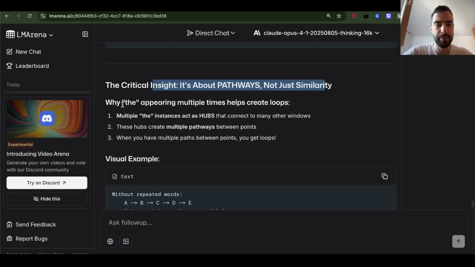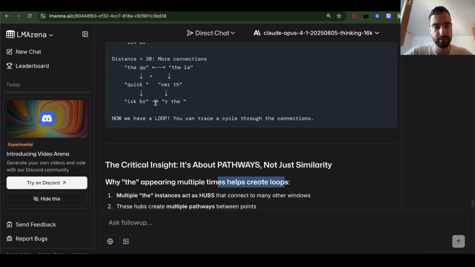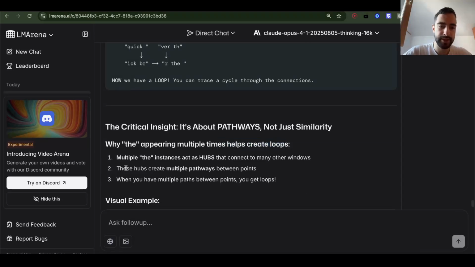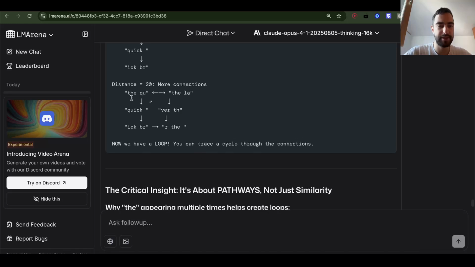Why "the" appearing multiple times helps create loops. Multiple "the" instances act as hubs that connect to many other windows. Yeah, because they have similar, close coordinates. These hubs create multiple pathways between points. When you have multiple pathways between points, you get loops. The way I understand it is they are more likely to connect to each other because they're close, and they will anyways have other connections, so there is a higher chance that a loop will form there.